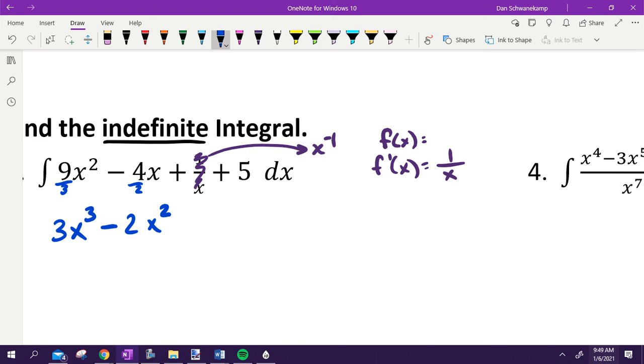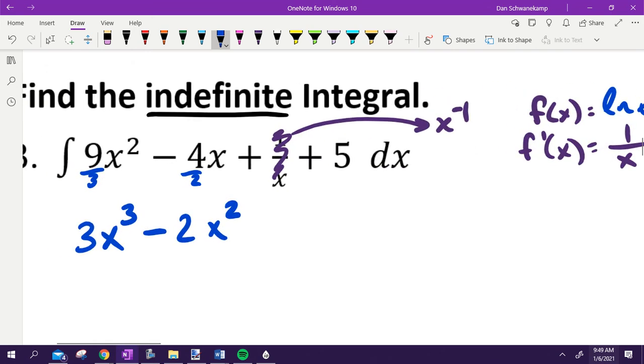Natural log. First semester, we did this one all the time. What's the derivative of natural log? 1 over x. Same thing is true here. So right here, it's going to be plus 1 over x. It's natural log of x.